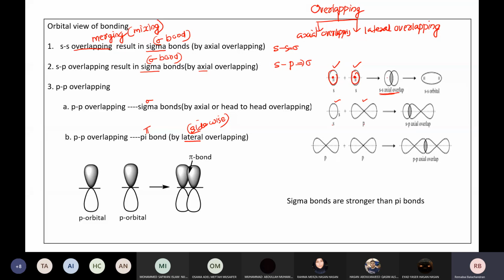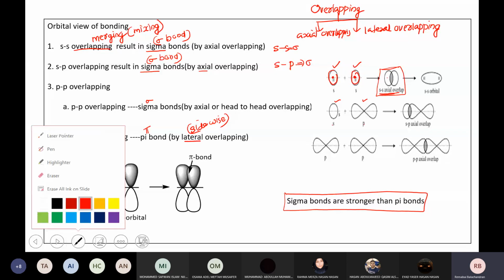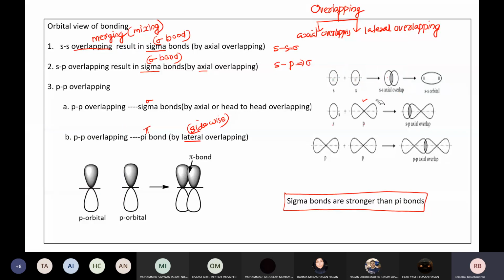Now, which bond is stronger? Sigma is supposed to be stronger, right? Yes, sigma. You know why the sigma bond is stronger? Because the overlapping is more, they can merge properly. It is efficient overlapping. Do you have any doubts? Any questions? Did you understand everything? Yes, doctor, it's all clear.